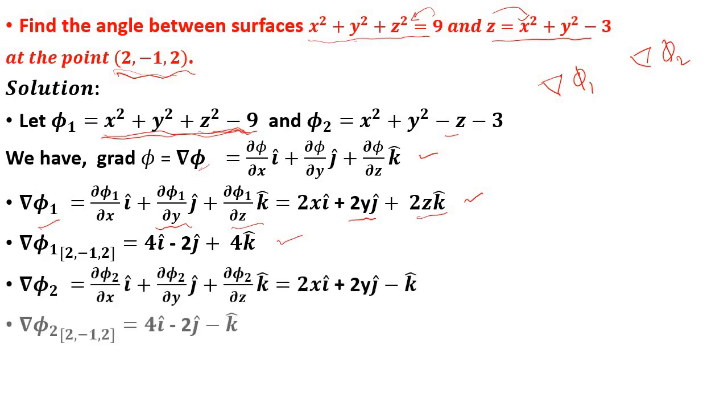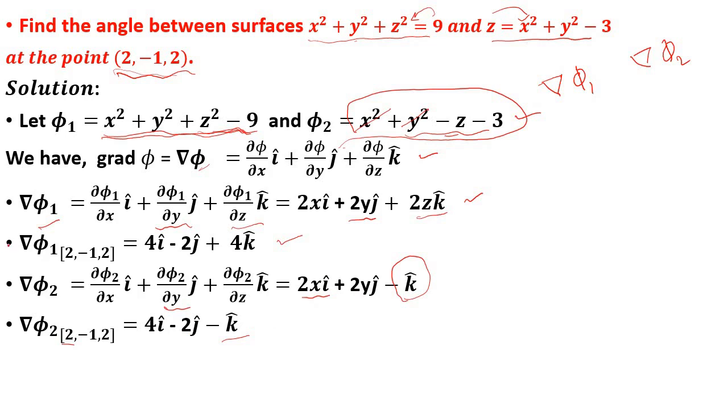Similar to that, now we are going to find del phi 2 for the second surface. So differentiate phi 2 with respect to x first. x square gives 2x. Differentiate phi 2 with respect to y, that is 2y. Differentiate this with respect to z, so 0, 0, minus z differentiation is minus 1 into k. Now replace x by 2, y by minus 1, z by 2, but there is no z here, so this term will remain the same. 2 into 2, 4, 2 into minus 1 is minus 2, and no z, so minus 1 k.